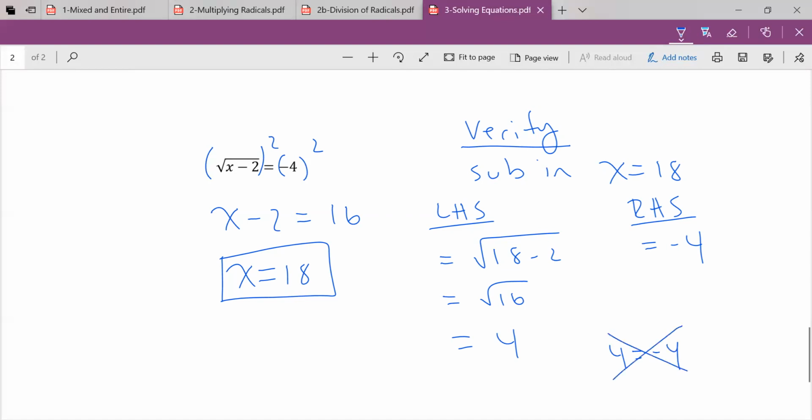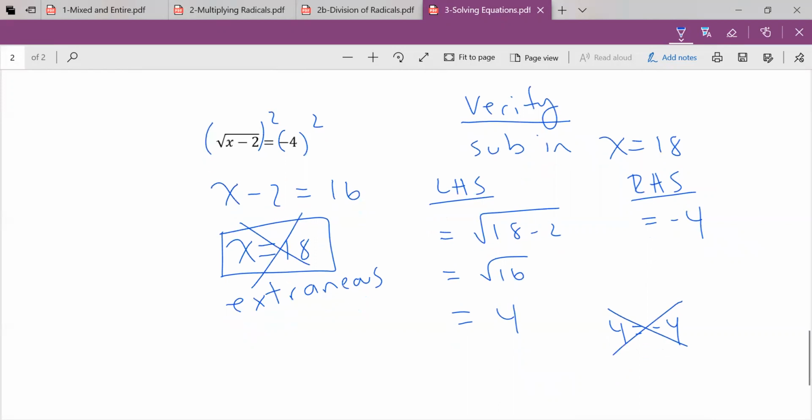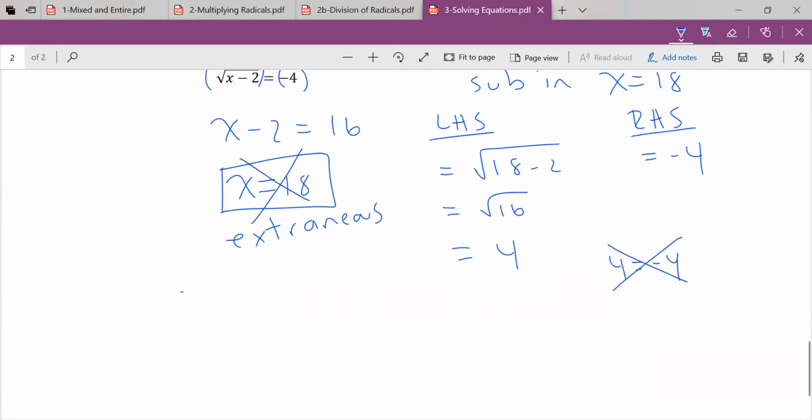So what does this mean? It means this here is an extraneous root. And what it means for us is we don't have an answer. So what you're going to say is simply, we have no solution. Just like that. And if you were writing this in set notation, you would write it like this. It's the empty set. There's nothing there. It's a sad question. There's no answer.